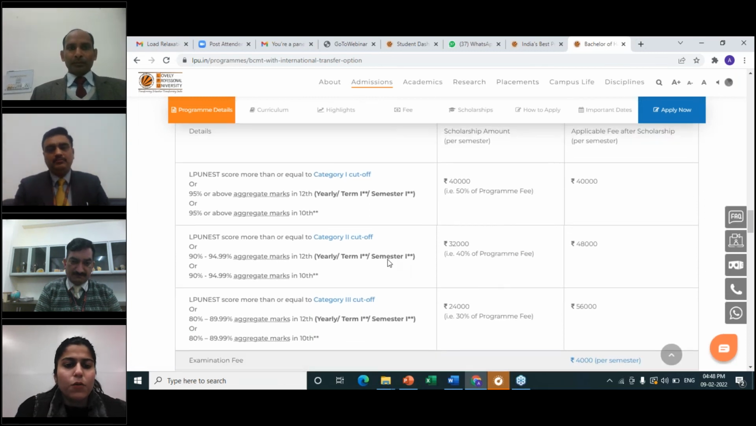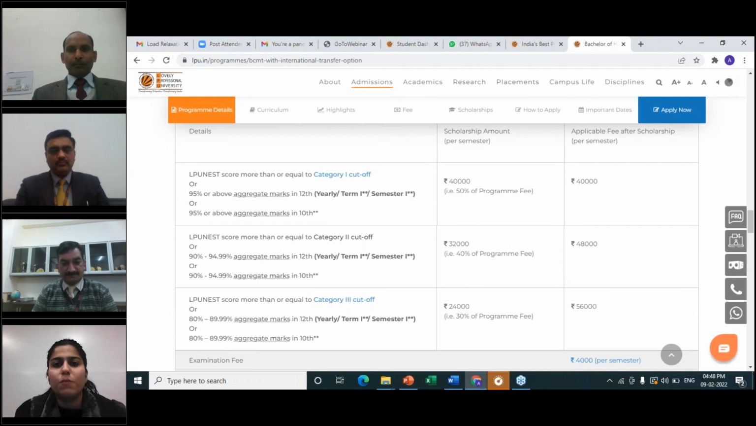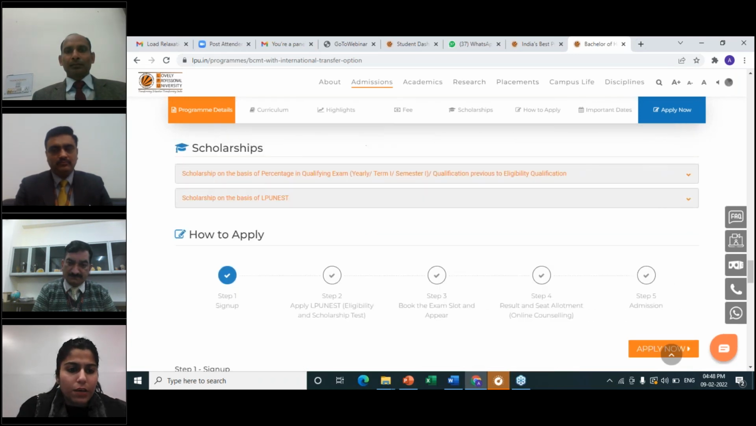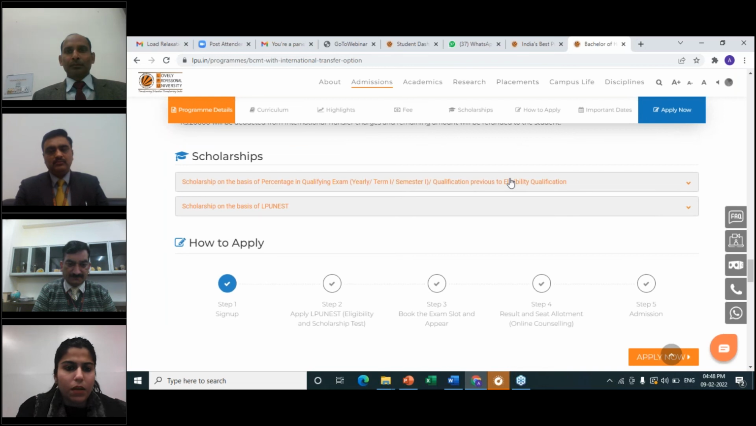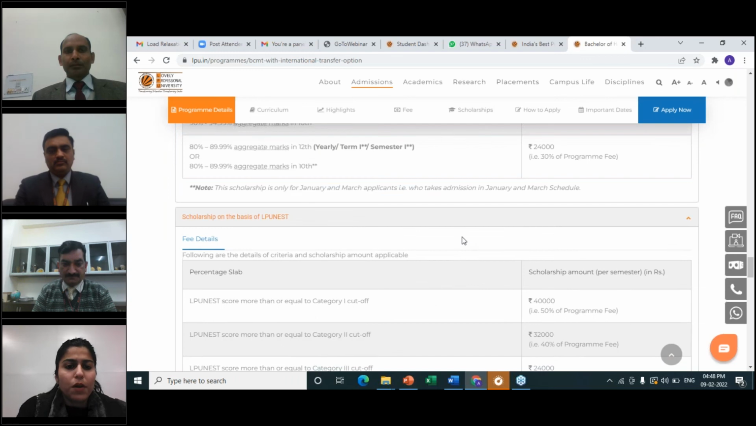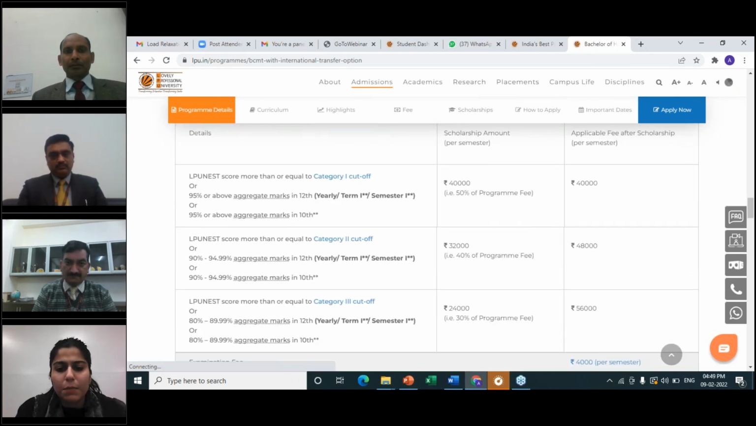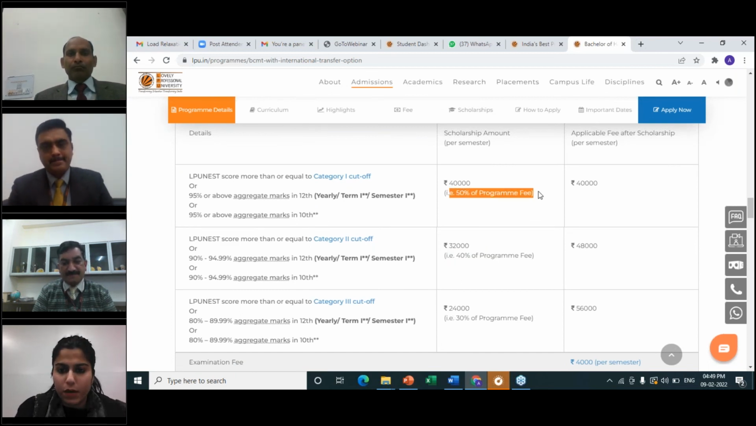So for example, you can avail scholarship on the basis of LPU NEST exam, the National Entrance and Scholarship Test, which is not only for eligibility, but this test also acts as a scholarship test. You can also avail scholarship on the basis of your 10th percentage, on the basis of your 12th percentage, and scrolling down. Yeah, so here you can get more details of the scholarships being offered in this program. So yes, in whichever category you will get the maximum scholarship, that one will be applicable. It can be up to 30%, 40%, or 50% as well.